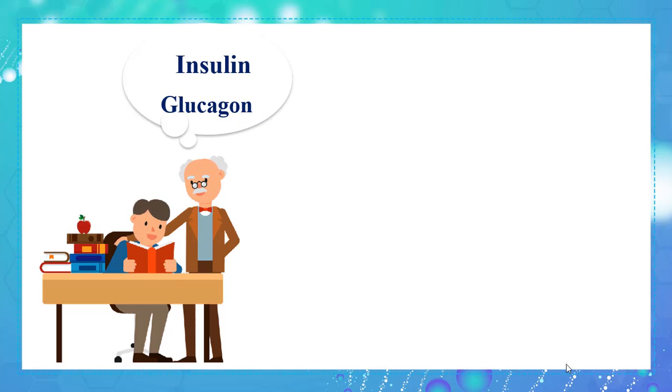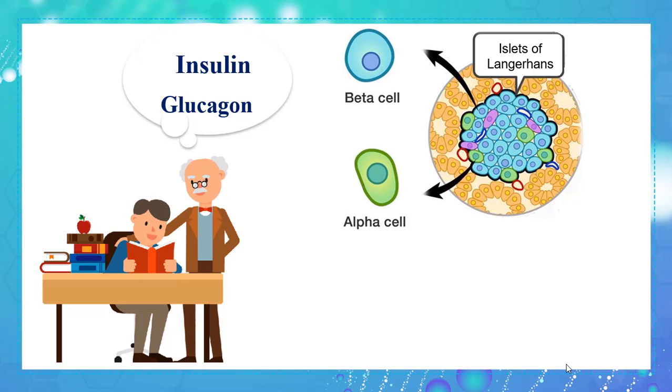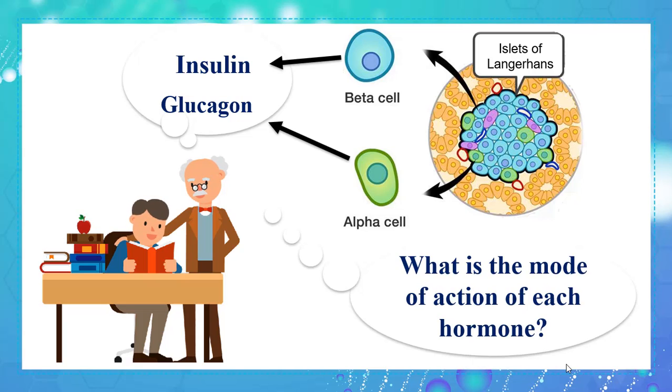And you can add from your memory this information. You've learned that the pancreas has two hormones, insulin and glucagon, of course secreted by the islets of Langerhans. We will add that those islets have two different types of cells, the beta cells and the alpha cells, where the beta cells secrete insulin and the alpha cells secrete glucagon. However, what is the mode of action of each hormone? Which one of them is hypoglycemic and which one is hyperglycemic? Keep this question in your mind for the next lesson.